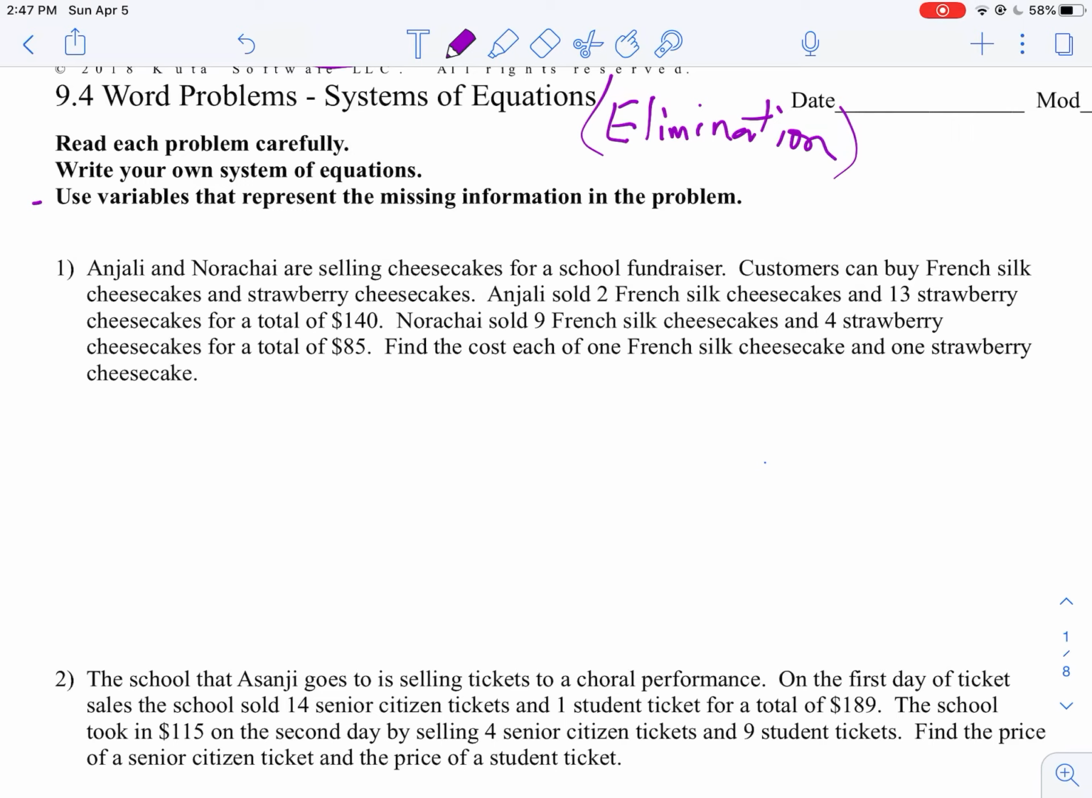Also, I don't pick these names. It's the system. So Anjali and Norakai, that's my guess. We'll see if that works. You guys know what I mean.